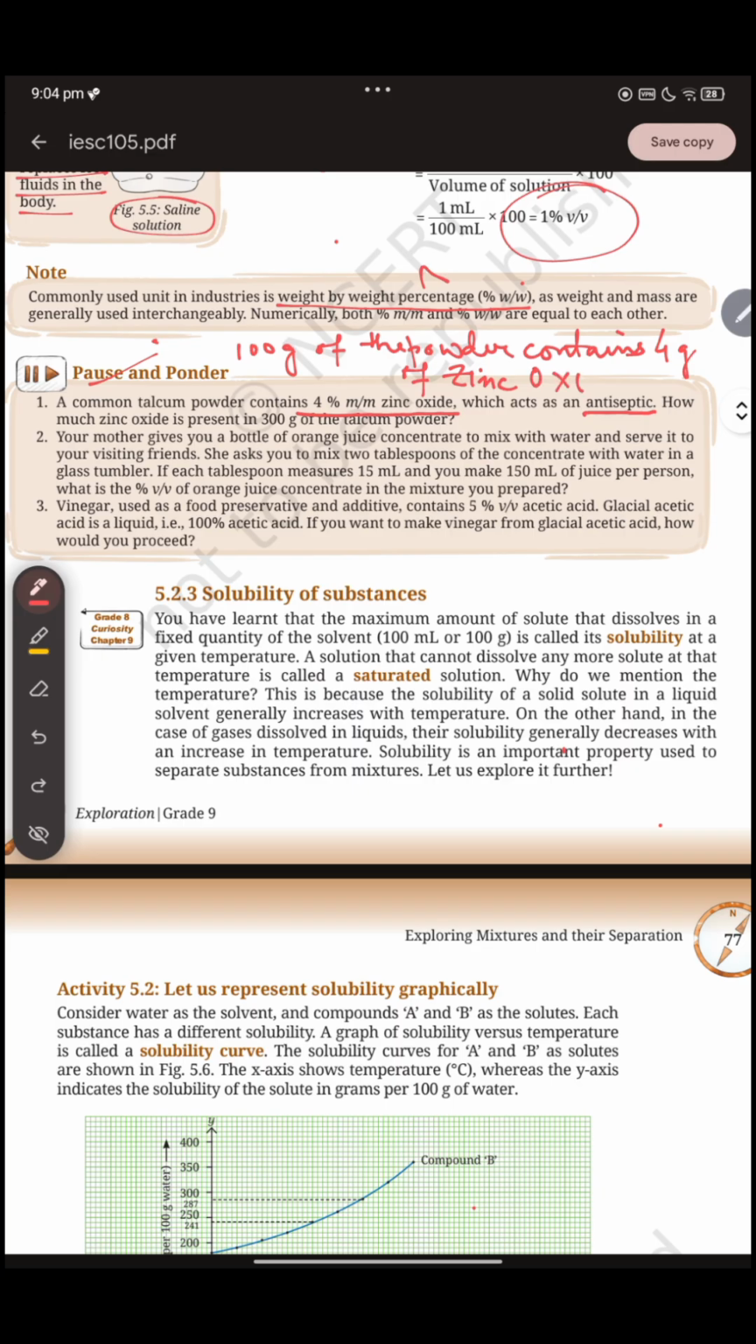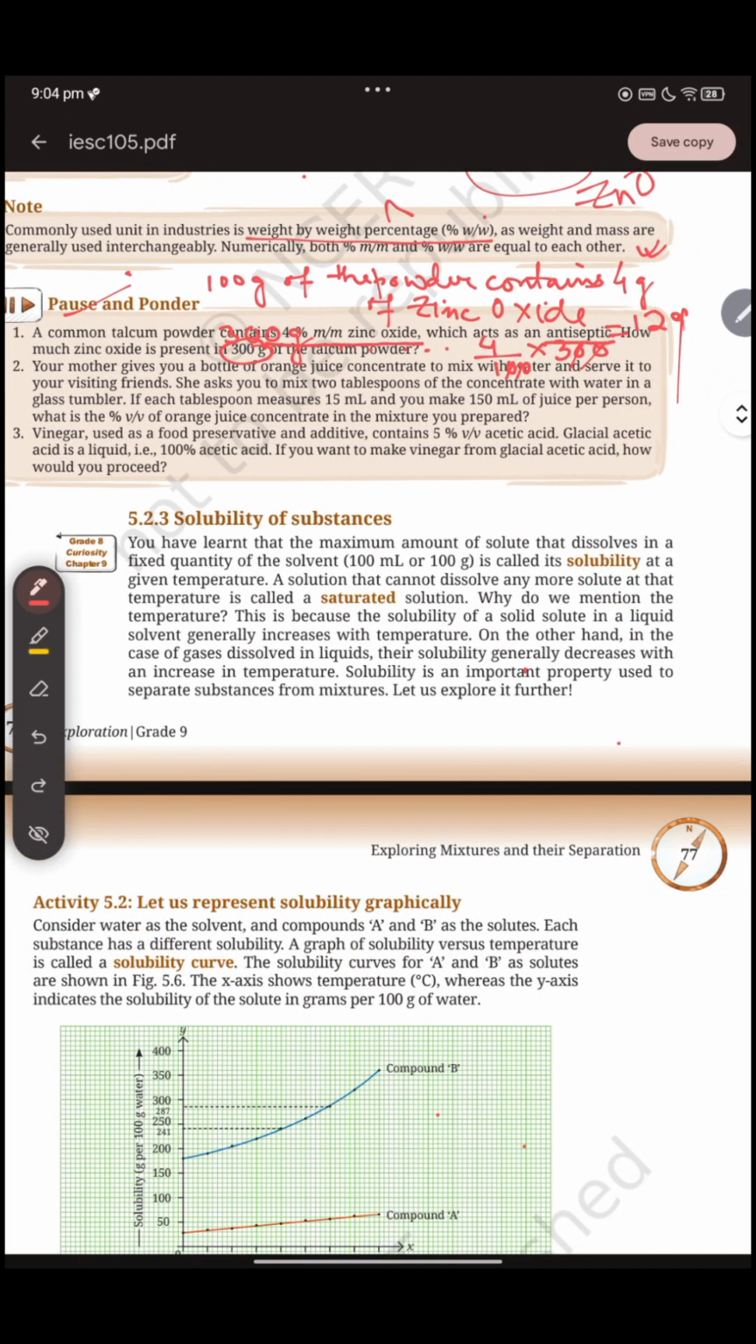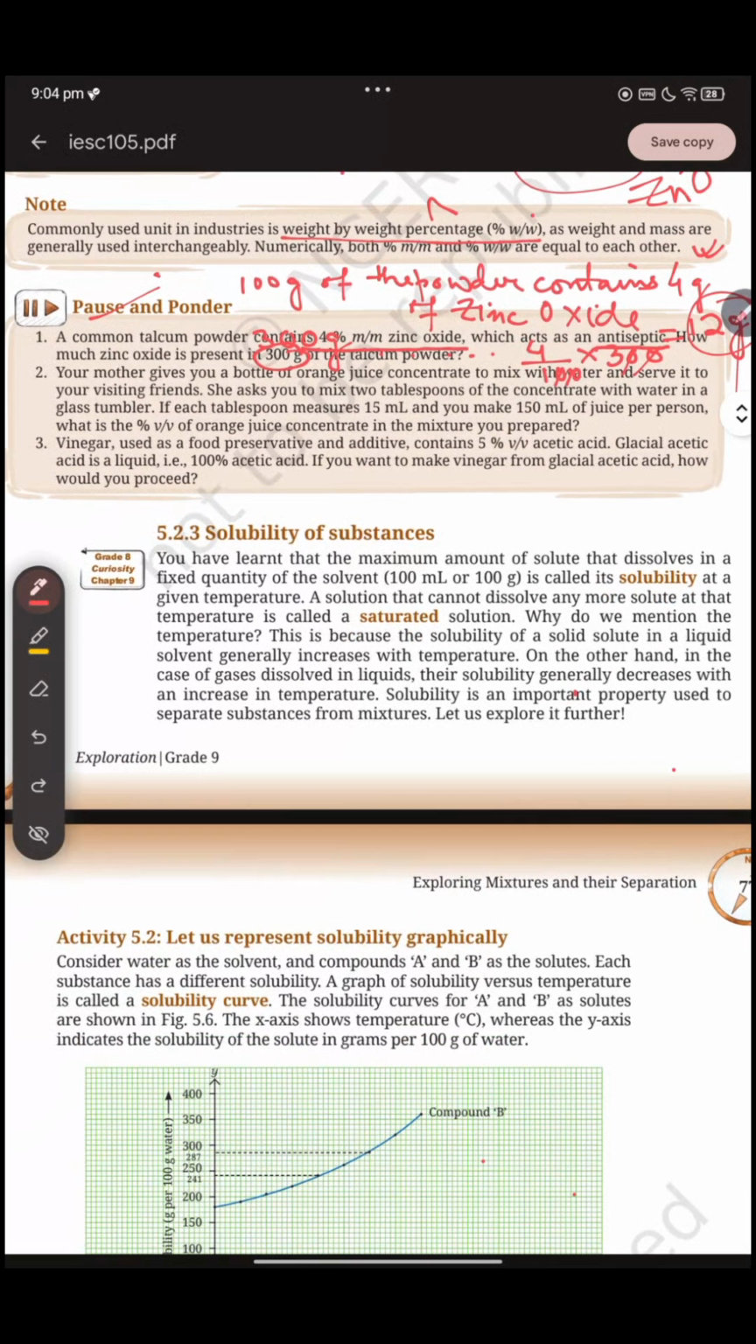Zinc oxide is ZnO, right? Now the question is, in 300 gram of the talcum powder, how much of it is present? So 300 gram of it contains, unitary method, okay? So this is your 4. You will do 4 by 100 into 300. So this goes in this manner. 4 3s are 12. So it contains 12 gram of zinc oxide. This is how it is being done.